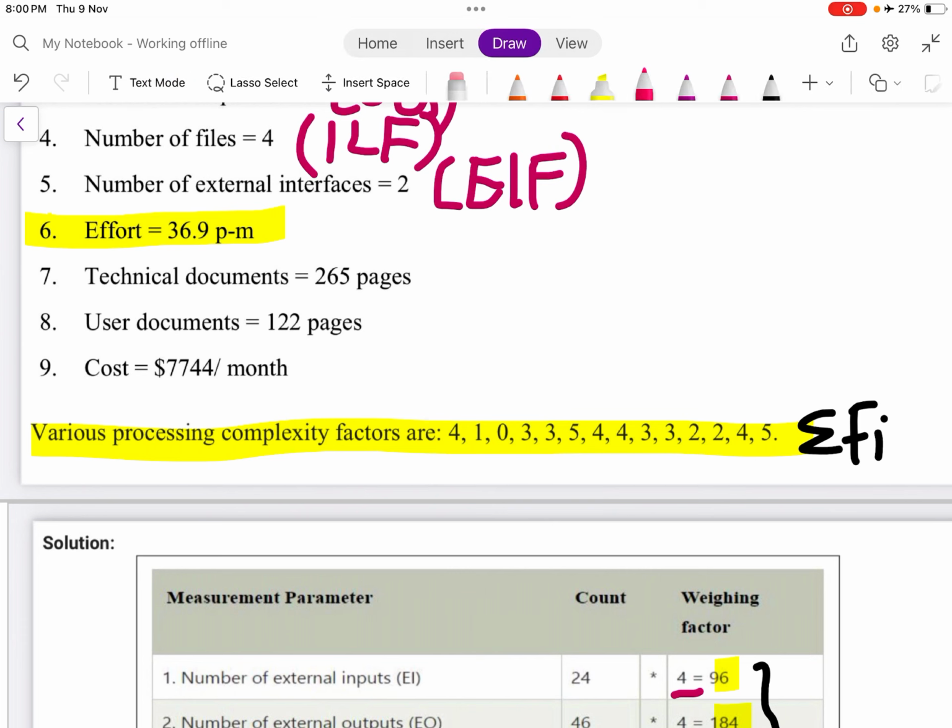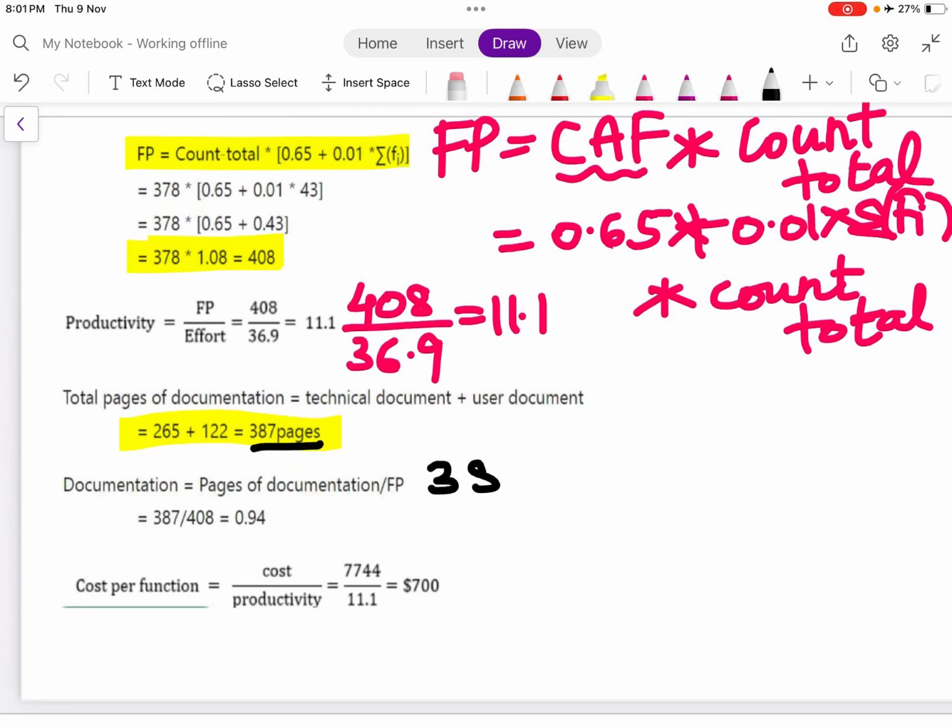Total pages of documentation: the formula is technical document plus user document. In the question we have been given the technical document is 265 pages, and the user document is 122 pages. So we add 265 plus 122. We will get the total pages of documentation, that is 387 pages. The documentation formula is pages of documentation upon the function point. Pages of documentation we got 387, upon function point 408, that is 0.94.